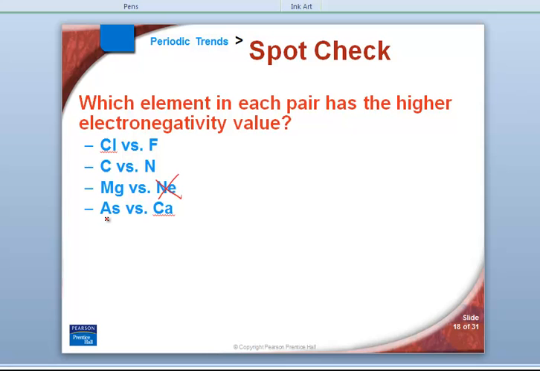And then finally, we have arsenic versus calcium. And hopefully you can find arsenic. If you can find nitrogen, arsenic is 2 rows below nitrogen. It's in group 5A. And you'll see that both of these elements are in the same period. They're both in period 4. And because arsenic is way to the right of calcium, arsenic will have the higher electronegativity value. So again, I'll circle the ones with the highest electronegativity values: fluorine, nitrogen, arsenic, and then of course magnesium.